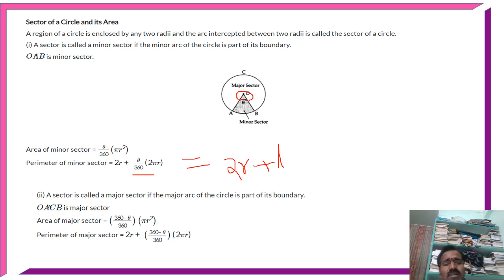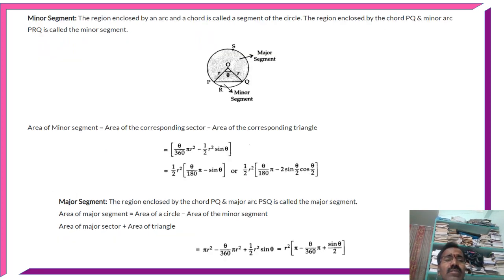So again, major sector the same way. Minor, I mean length of arc L formula, we will use 360 minus theta, the reflex angle of theta. And next, segment is called small segment. This is minor segment, and the total except that rest part, this total part is major segment.